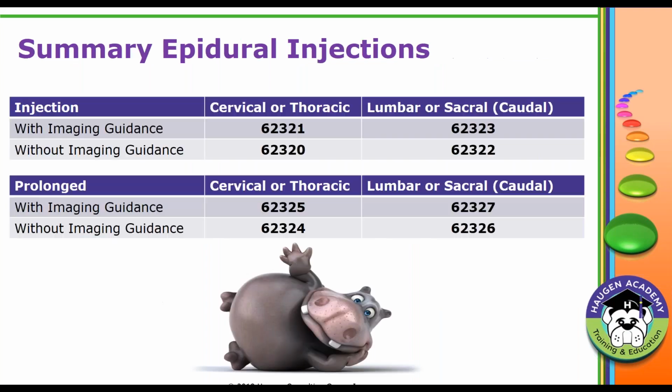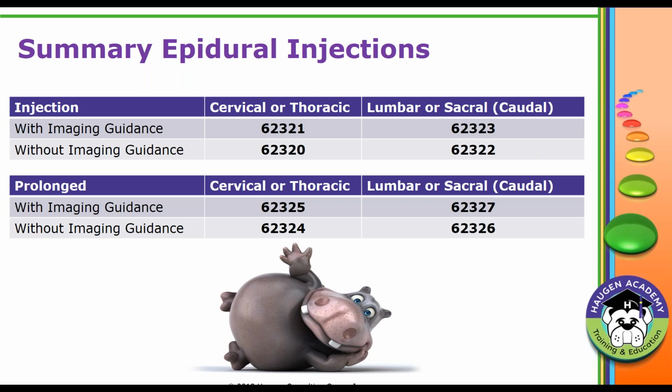And we actually have just a summary slide of these codes as well. You can see this chart breaks it down. If it's an injection, with or without image guidance, and then is it cervical, thoracic, or lumbar or sacral? And then same with the prolonged indwelling catheters, with or without image guidance, and then the region of the spine there. That can be pretty handy if you need a quick reference for those codes.